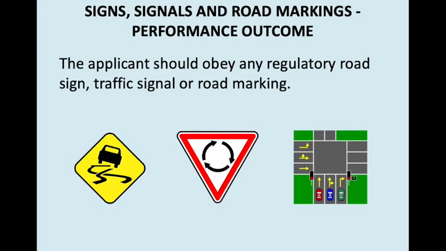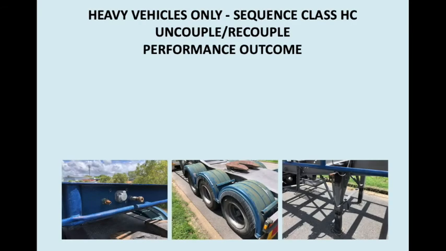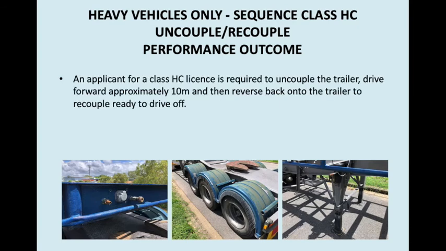Signs, signals, and road markings. The applicant should obey any regulatory road sign, traffic signal, and road marking. Heavy vehicles, uncouple, recouple sequence. An applicant for the Class HC license is required to uncouple the trailer, drive forward approximately 10 meters, and then reverse back onto the trailer to recouple, ready to drive off.